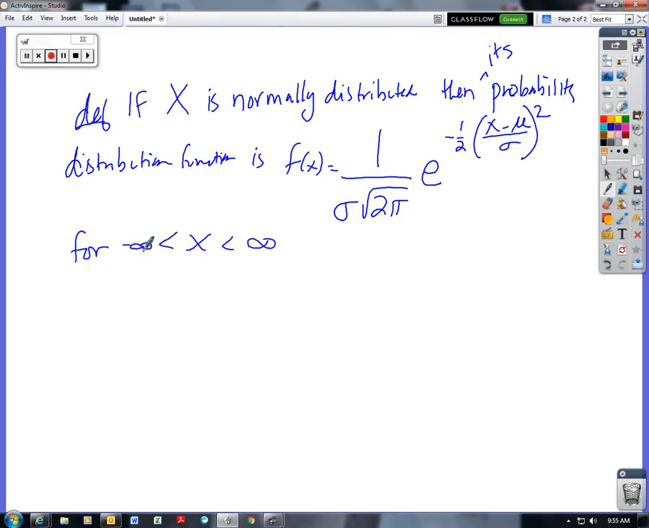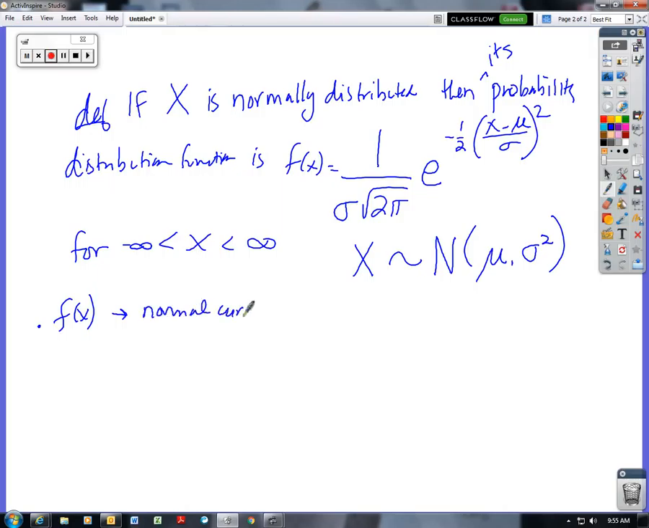And also some other notation is, it says x is distributed as big N of mu, sigma squared. I guess that notation goes along with that formula somehow. All right, here are some characteristics. f of x is called the normal curve, and it's symmetrical about x equals mu. I mentioned that before.